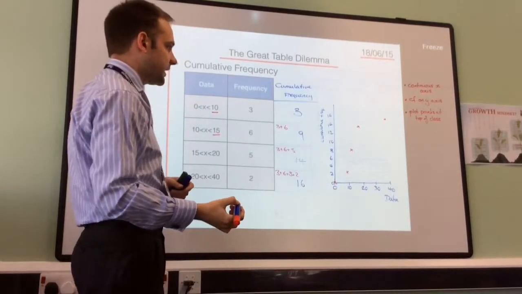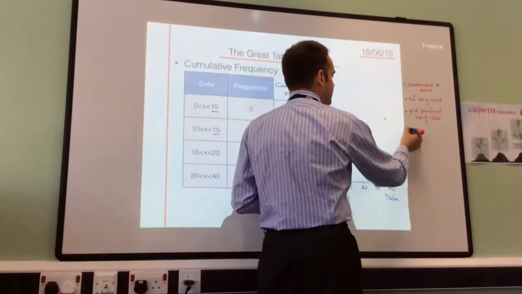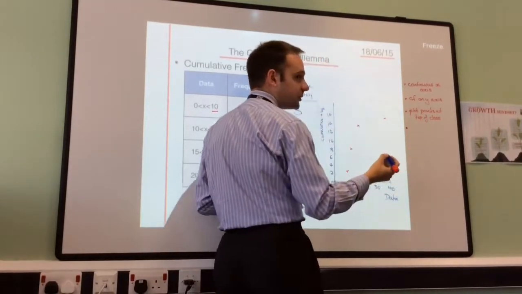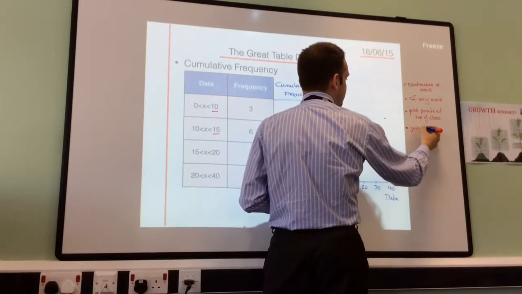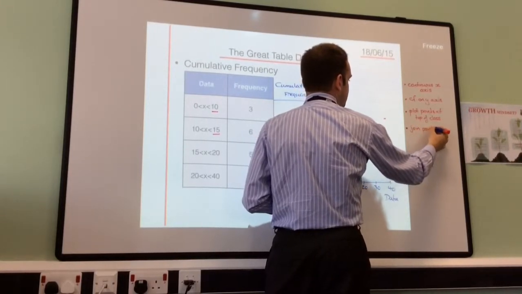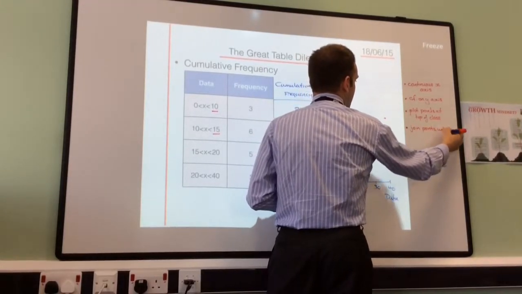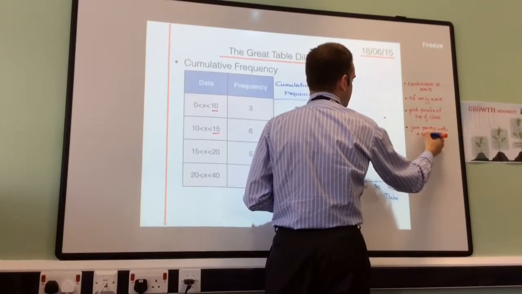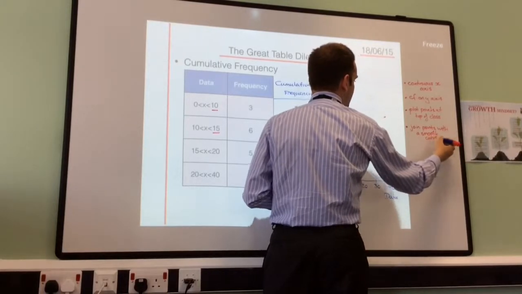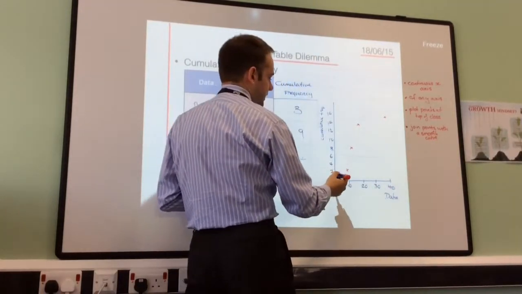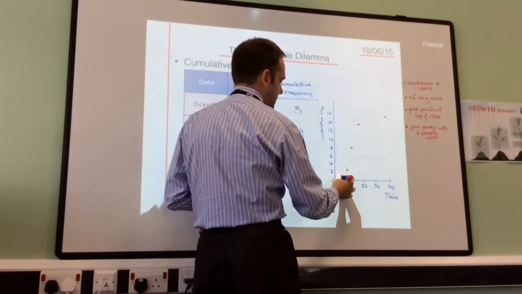The final point is about how we join these up. It's not a frequency polygon, it's not a job for a ruler. In a cumulative frequency graph, we join the points with a smooth curve. Remember, it needs to go through all 4 points, and it needs to be as smooth as you can make it.